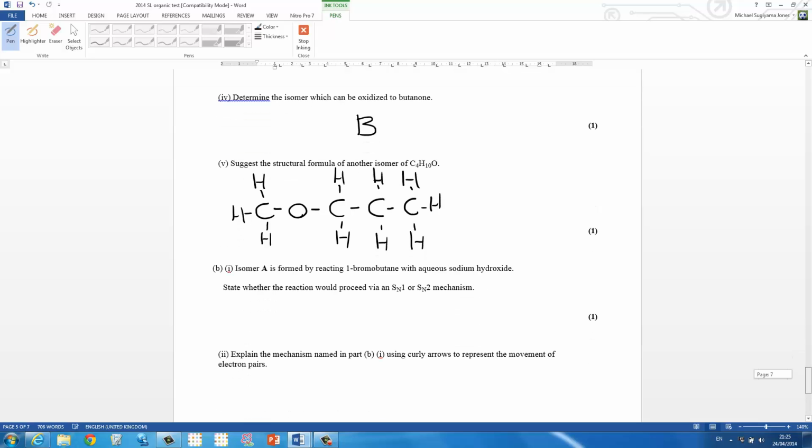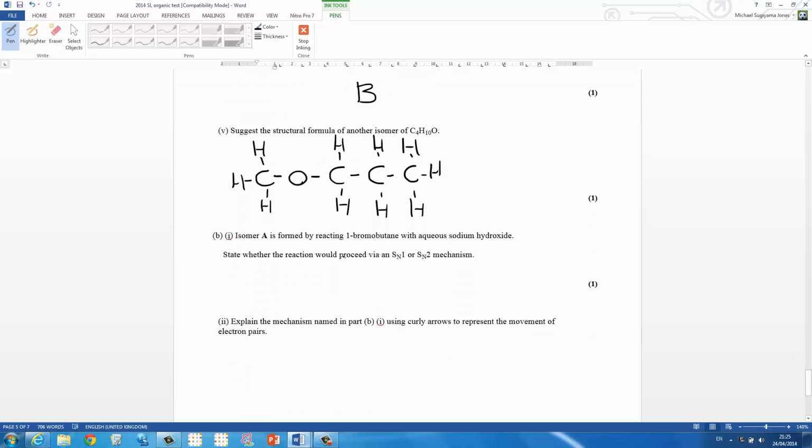Okay, so moving on. Isomer A is formed by reacting 1-bromobutane with aqueous sodium hydroxide, which is NaOH. State whether the reaction would proceed via SN1 or SN2. So it is 1-bromobutane. That is a primary halogenoalkane. Primary halogenoalkanes react via SN2 mechanism. So the correct answer will be SN2.